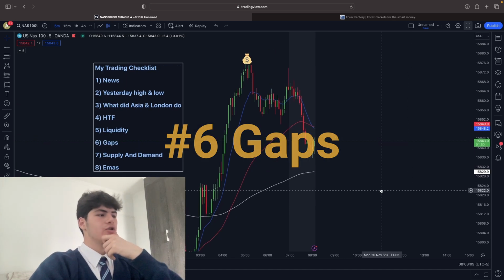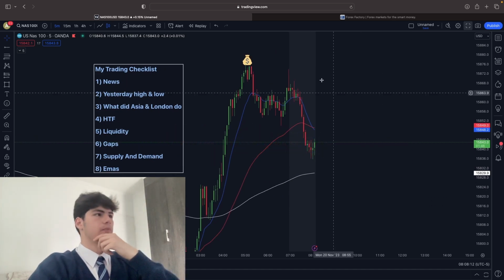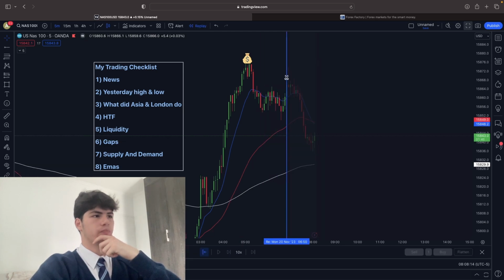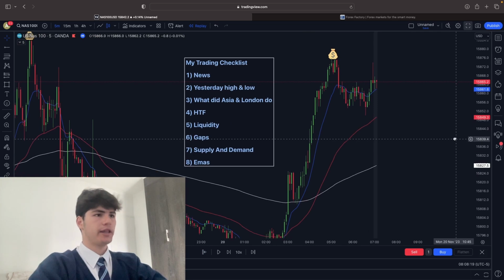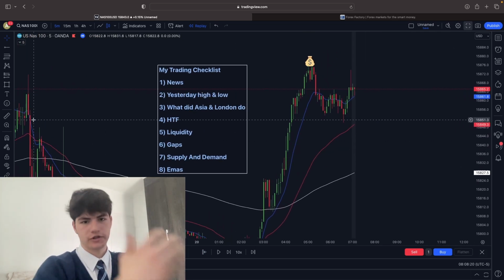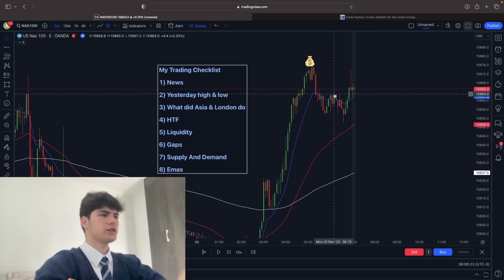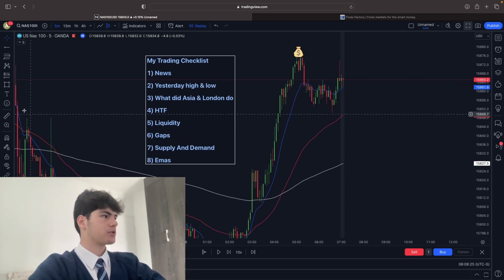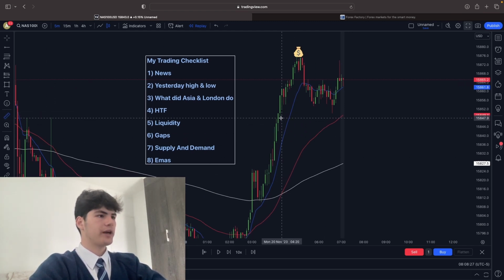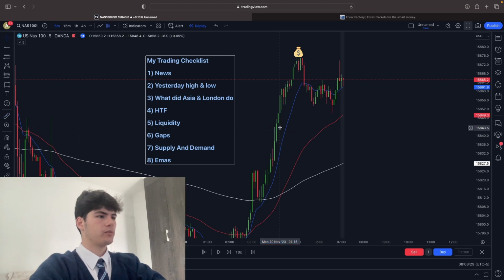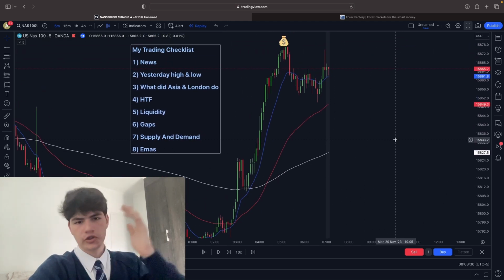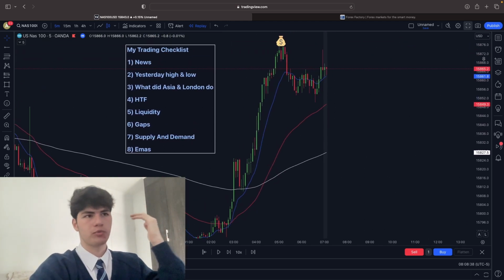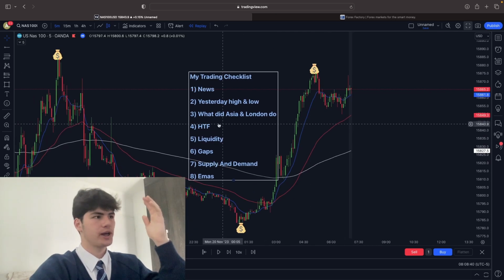Then the next thing I do is look where gaps are. The setup I took was a counter trend setup. I'm going to break it down just now, as a live trading part of this video. I always look where gaps are at. Right here we have gaps, gaps here, gaps here, gaps here, and gaps down here. It's good to know where gaps are, because the market has to fill in the gaps eventually.